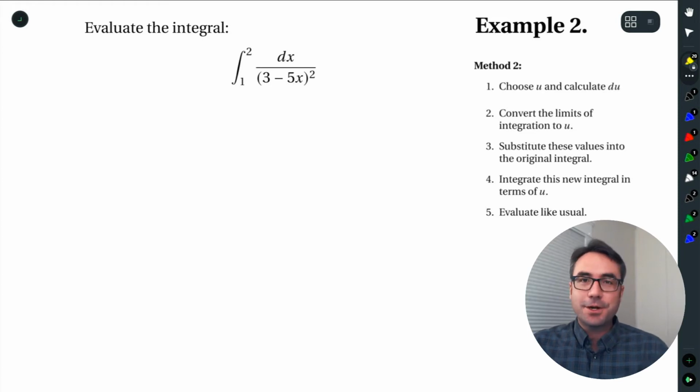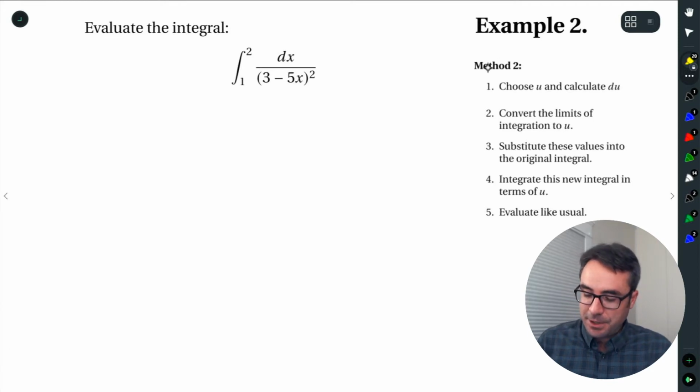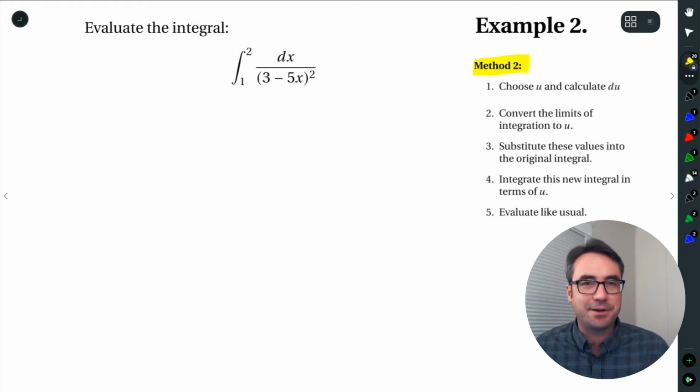In this example, we're going to try the other way to calculate a definite integral with substitution rule. So we're actually going to switch over the limits of integration in this one. So we call this the second method here. You can do either method. Both methods work. Pick which one you like. So we're going to see how to actually convert the limits of integration.